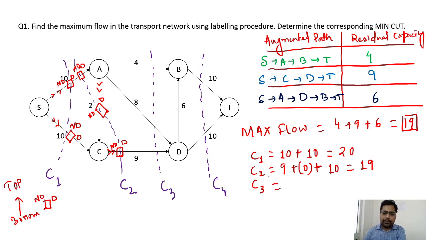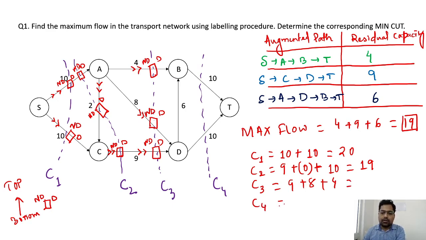For C3, here the non-driver end is this side, driver end is this side. Non-driver is getting suited, so that's why we're picking. Here also the non-driver is suited, so that's why we say it's 8. Here the non-driver end is suited because from A to B there is an arrow. Through this we can say 4 is getting added. Like for C4, here you can say non-driver end and here is driver end because D to T is there, so here we are picking 10.